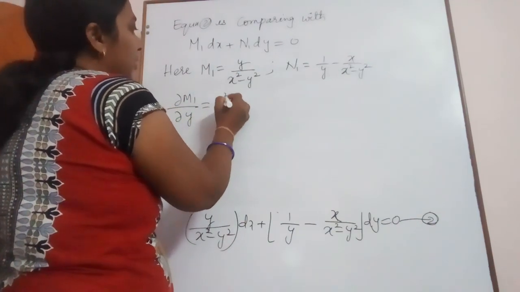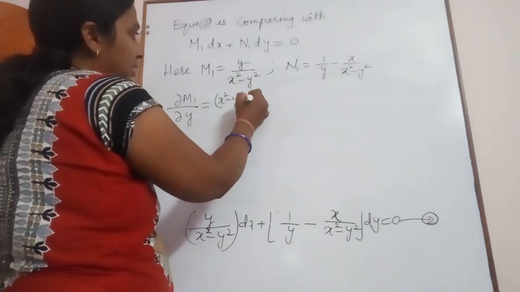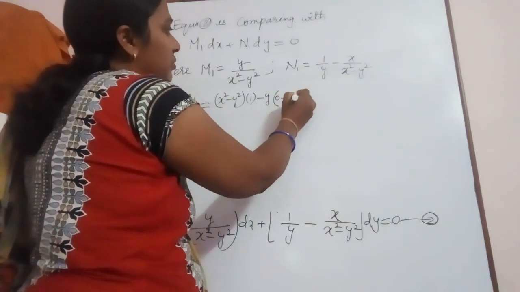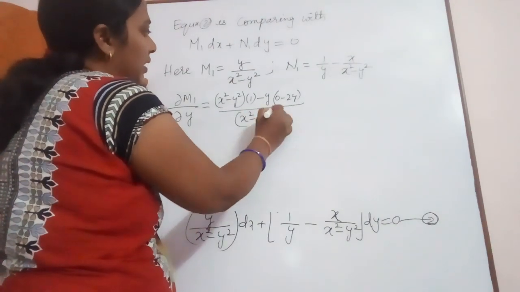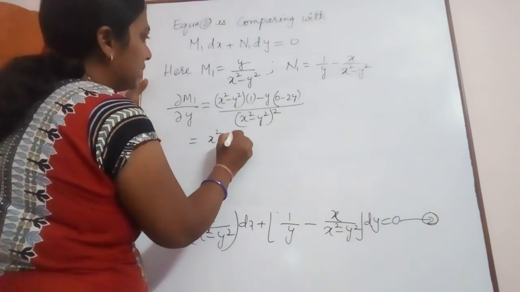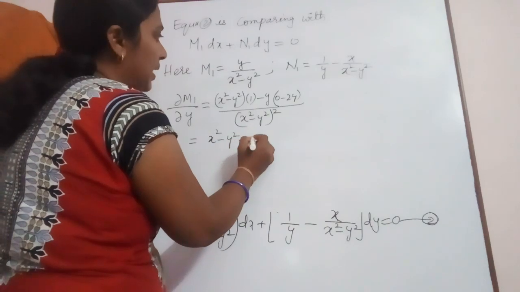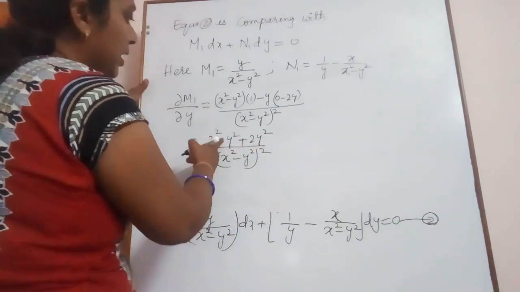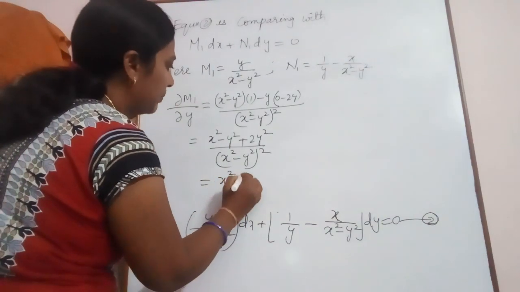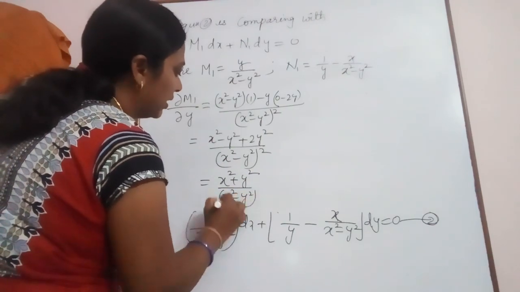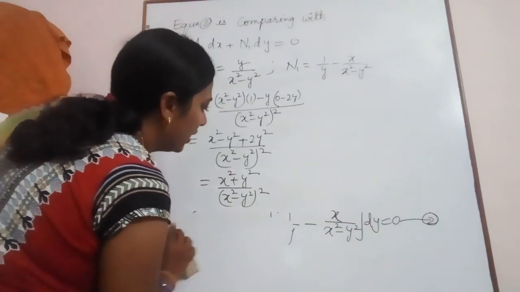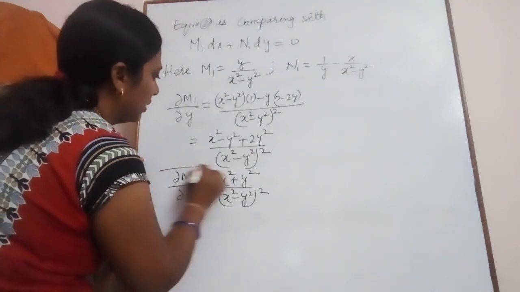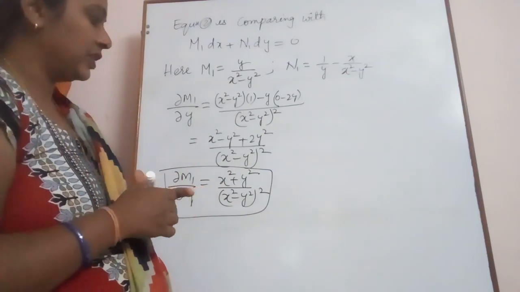In u by v form, v into dou u by dou y, that is y derivative is 1, minus y into x is a constant, 0, minus 2y by x square minus y square whole square. It is equal to x square minus y square. Here the first term is 0, minus into minus plus 2y square by x square minus y square whole square. Here minus y square plus 2y square, it is x square plus y square by x square minus y square whole square. It is the dou M1 by dou y.